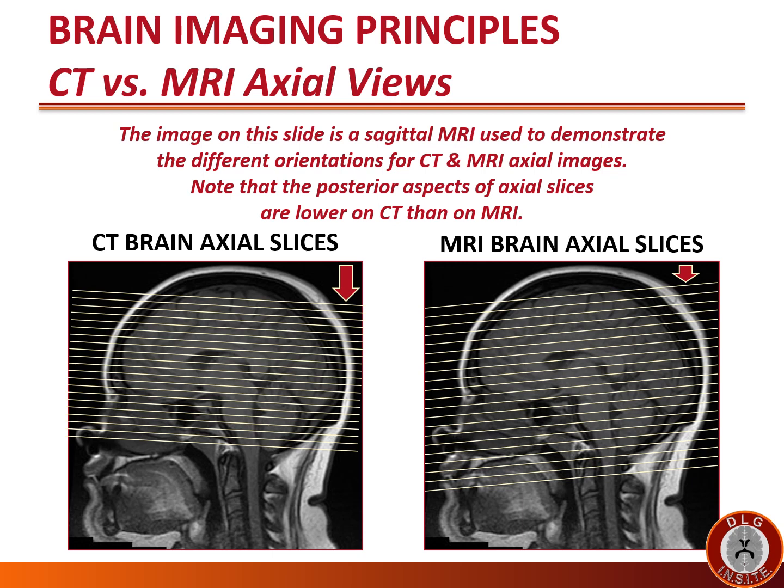There is a slight difference in the anterior-posterior orientation of these slices. Note that the posterior aspects of axial slices are lower on CT than on MRI. The result is that when comparing a CT and MRI brain image at about the same level, for example, the posterior aspect of the CT brain may be in the parietal lobe, whereas a similar slice on the MRI brain may still be in the frontal lobe.